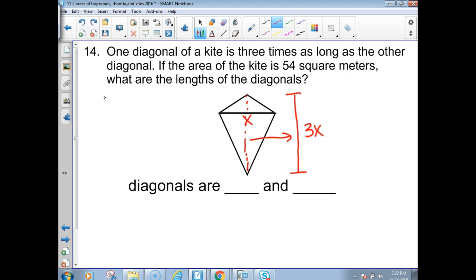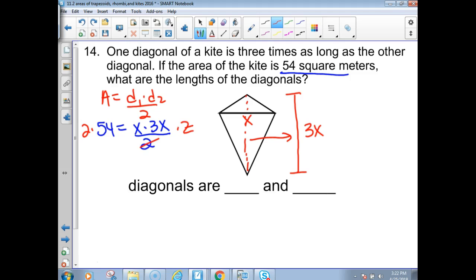All right, so I write down the formula. Area is diagonal 1 times diagonal 2 divided by 2. It says that the area is 54 square meters. I'm going to put 54 in for A. I'm going to put in X for diagonal 1 and 3X for diagonal 2. And then the formula says divide by 2. I'm going to multiply both sides by 2, don't you think? Get rid of that icky 2 on the bottom. Okay, so I'm multiplying by 2.